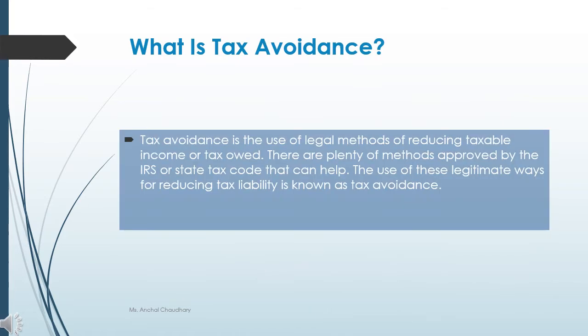First of all, let's start with the tax avoidance. What do you understand by tax avoidance? Tax avoidance is the use of legal methods of reducing taxable income or tax owed. There are plenty of methods approved by the IRS or state tax code that can help. The use of these legitimate ways for reducing tax liability is known as tax avoidance. So first thing students, tax avoidance is your legal method. It helps in reducing your taxable income. It helps in reducing your tax liability.